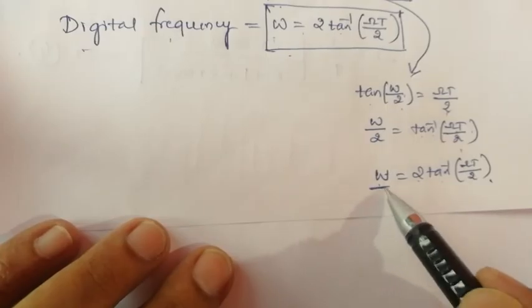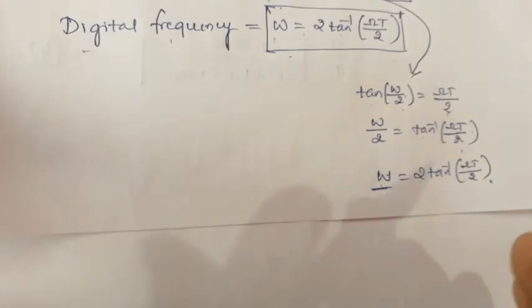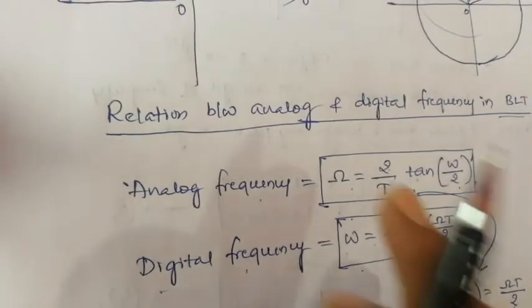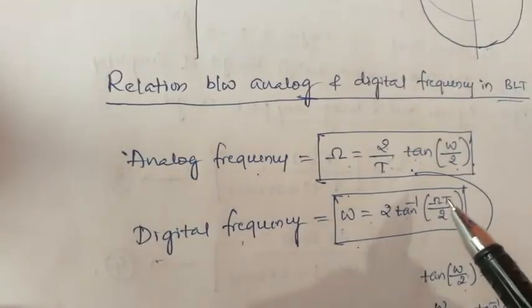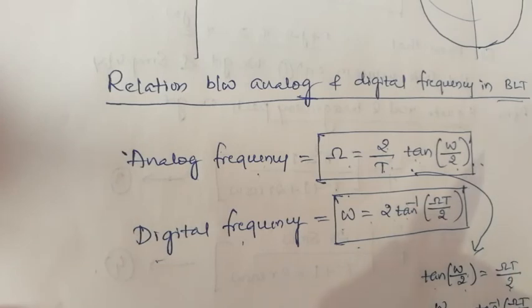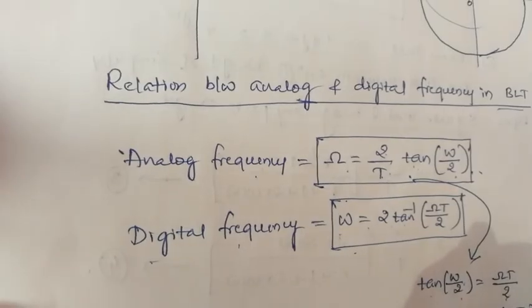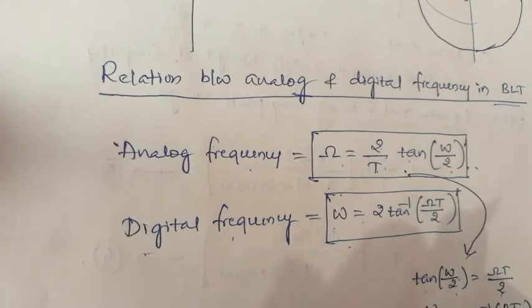Omega is the digital frequency component. Hence there is a relation between analog and digital frequency in terms of BLT, these two expressions. This is the theoretical concept of bilinear transformation, about how we map S plane to Z plane. In the next video, we are going to discuss some numericals on this bilinear transformation, meaning designing of a digital filter by converting an analog filter to a digital filter with the help of this technique, that is the BLT technique, bilinear transformation technique. Thank you very much.